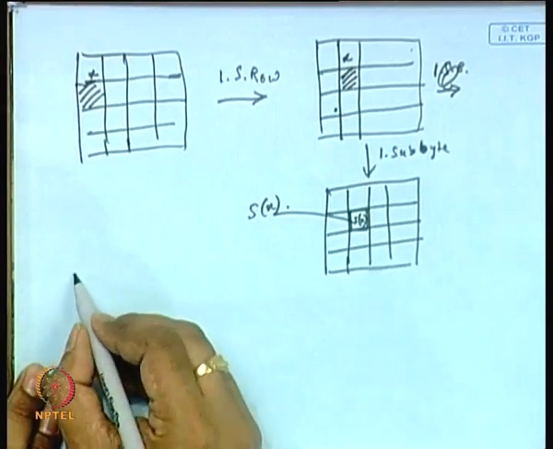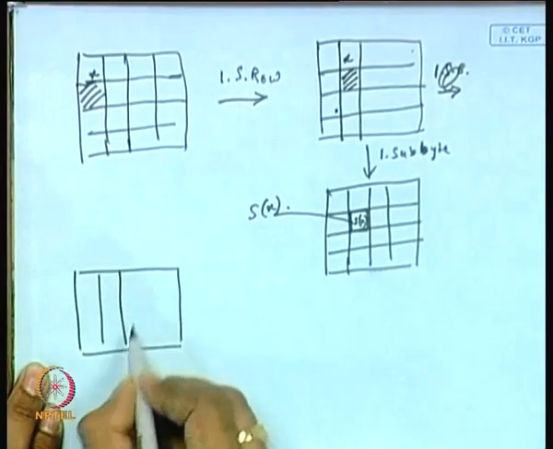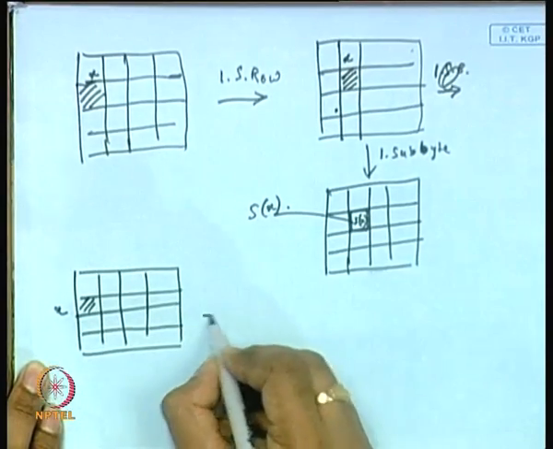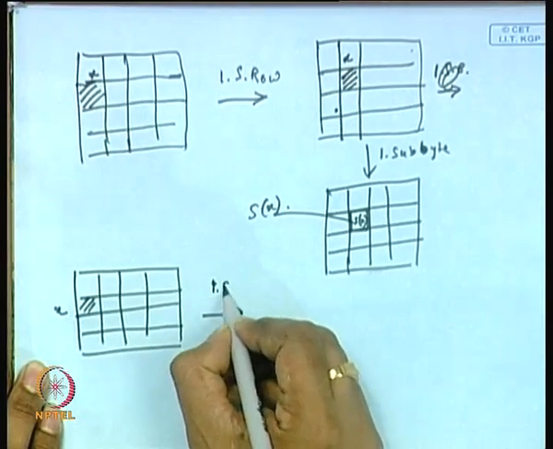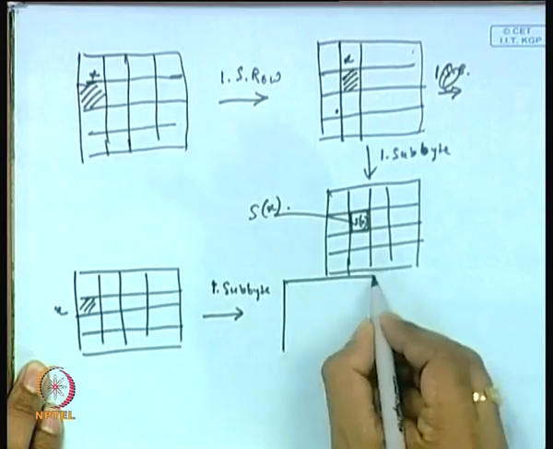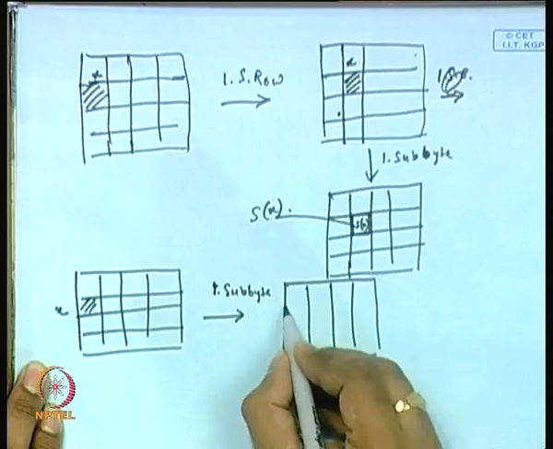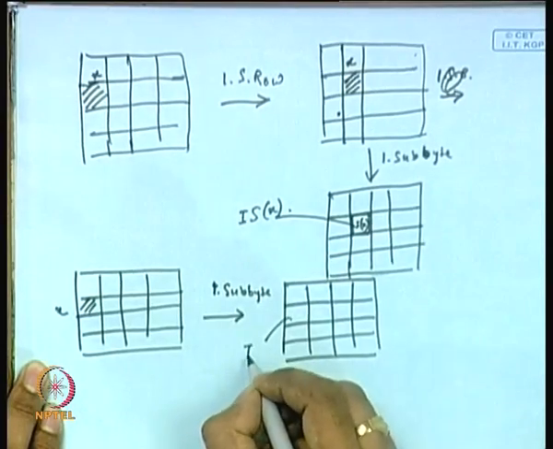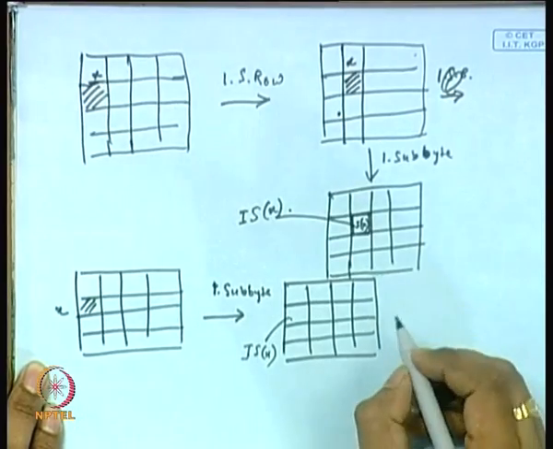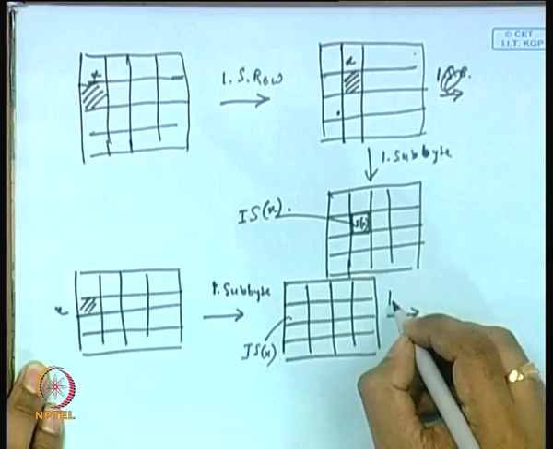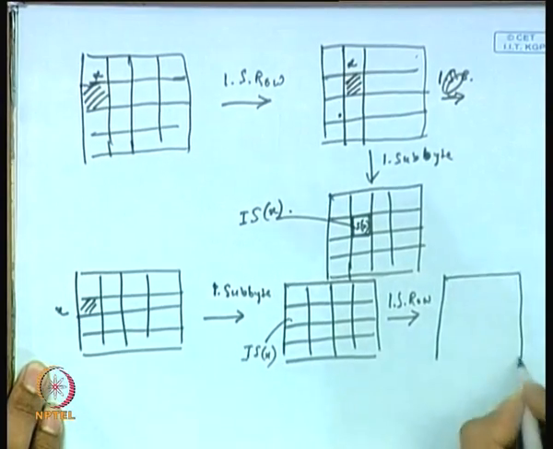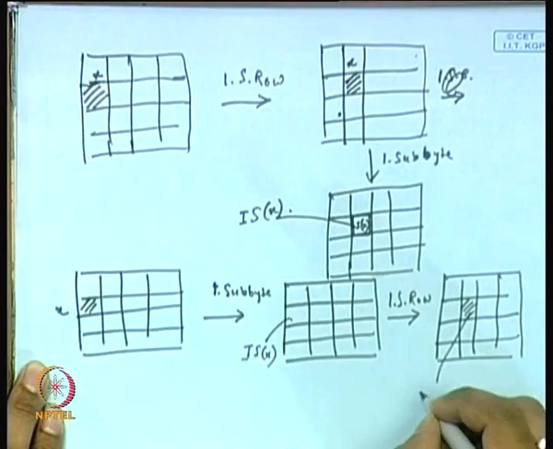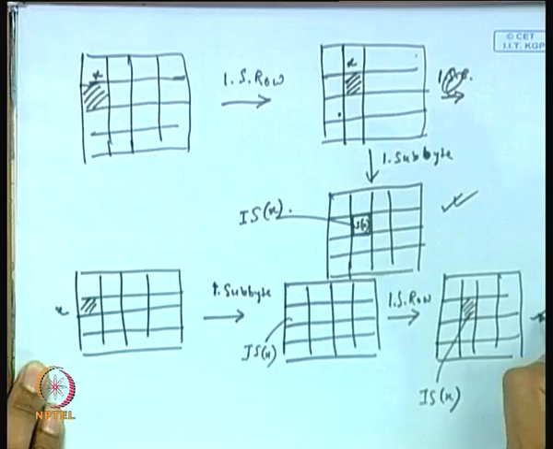So what if you do it the other way around? What you do next is that you take the state matrix, and you consider this element, and suppose this value is X, okay? You do an inverse sub byte, so here you have, I call it, IS of X, okay, and then you do an inverse shift row. That means this byte moves to this location, right? And here you have got IS of X. So you see that this and this are exactly the same, right?